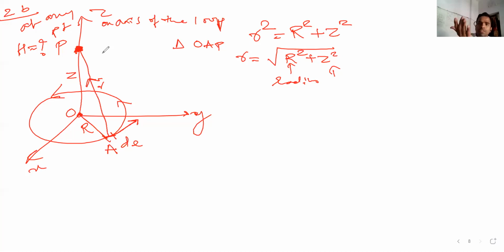Or if you can see this, DL is in this direction and R cap is in this direction. So where is my thumb pointing? DL is in this direction and R cap is in this direction. Someone has written along OP. No, not along OP. If DL is in the horizontal direction and R cap is in this direction, the resultant vector will be perpendicular to both, and it will be along this direction.